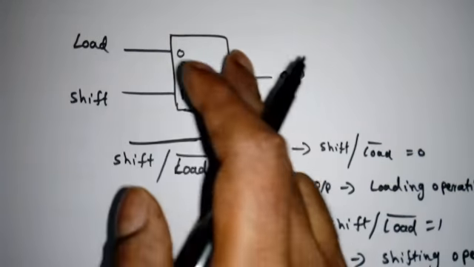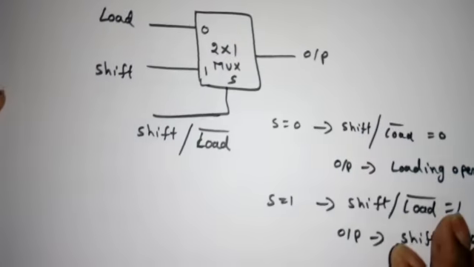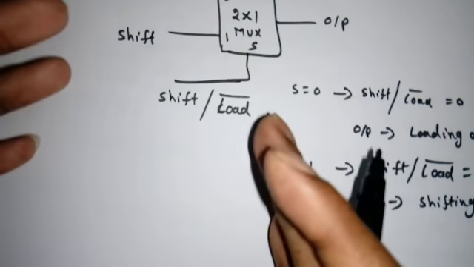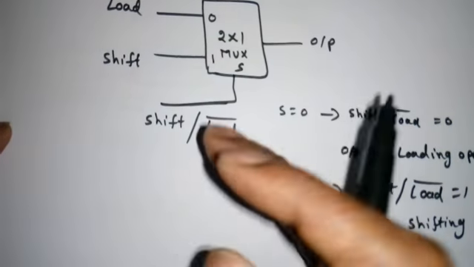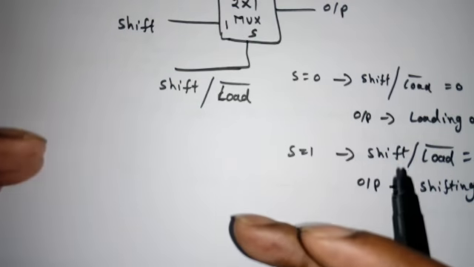Then how to implement this 2 by 1 mux using gates, that also we have to see. In the logic diagram, either we can use this 2 by 1 mux directly as the block diagram, or we can use AND gates and OR gates also.